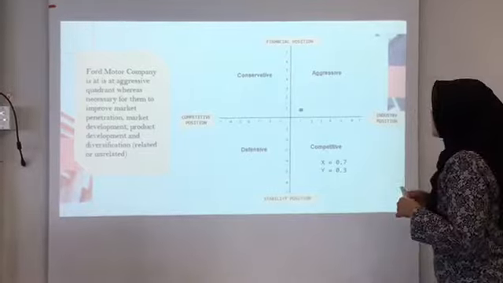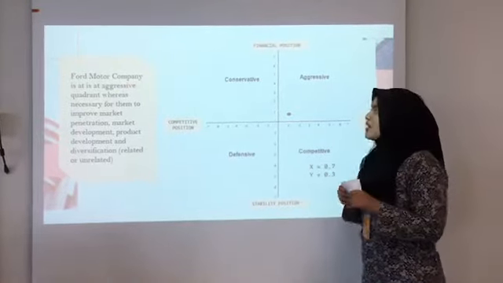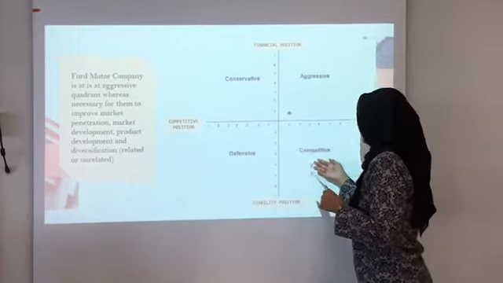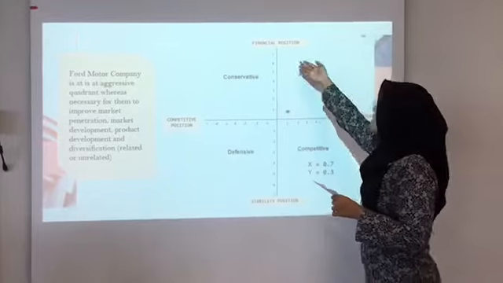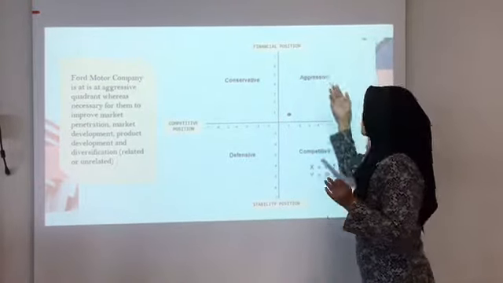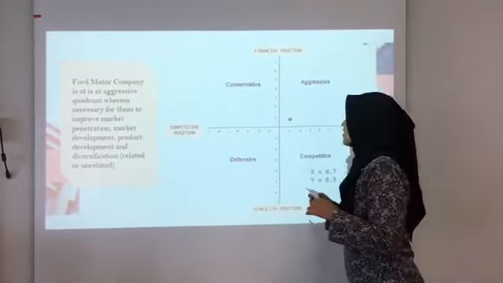Okay, so the SPACE matrix consists of 4 quadrants, which are conservative, aggressive, defensive and competitive. And these are their categories, which are financial position, industry position, stability position and competitive position.